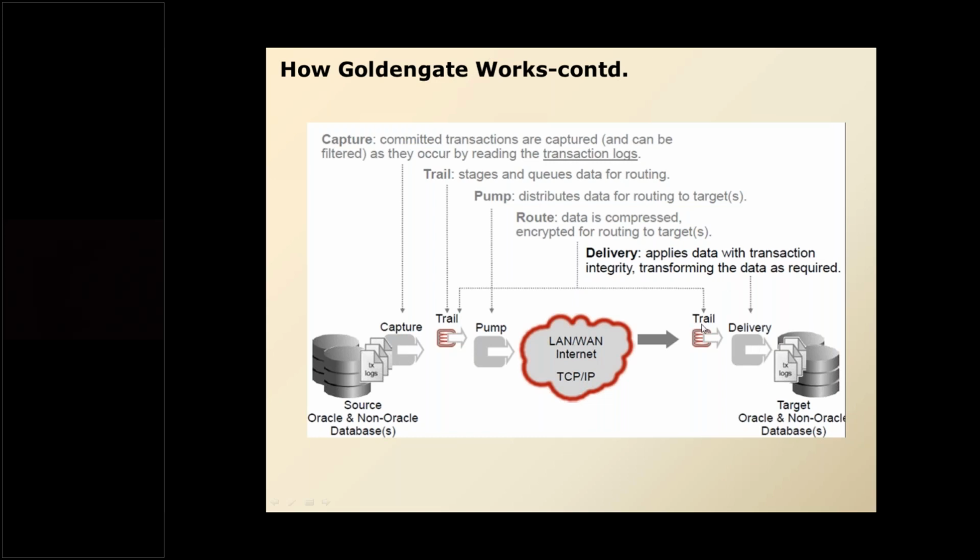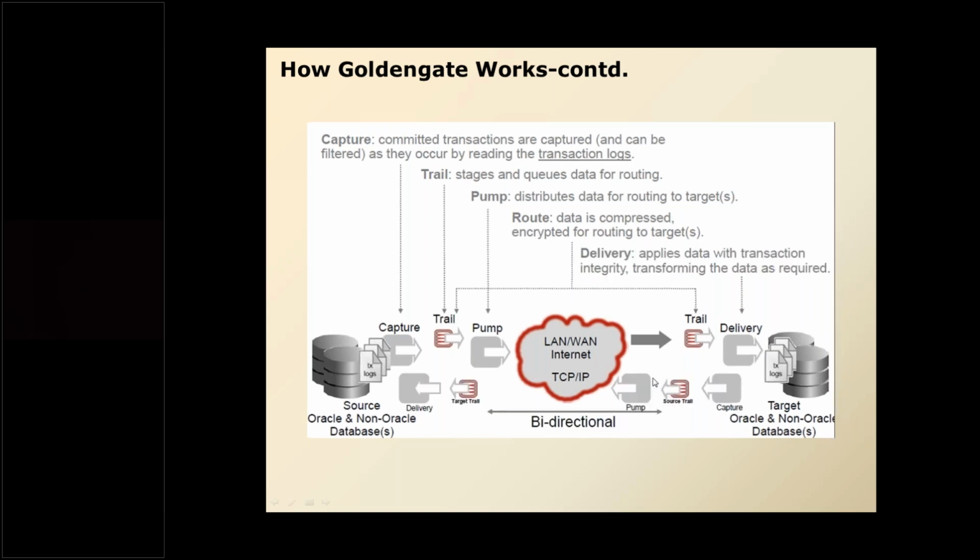Delivery process source is remote trail and target is target database. Now, bidirectional. Another capability of Goldengate is it supports bidirectional replication. Bidirectional means both the sites can be active.